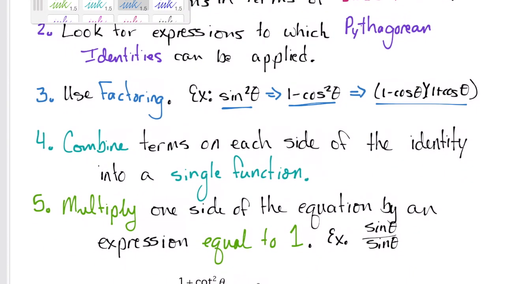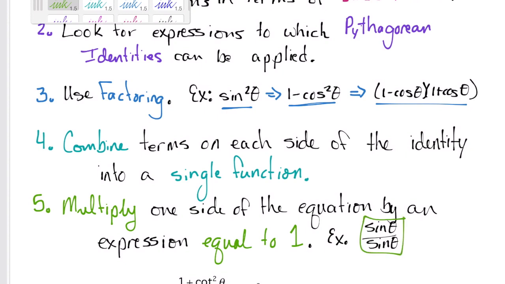You can combine the terms on each side of the identity into a single function. So it's kind of like before, whenever you're looking at one side at a time, you can try to simplify everything down into one function and get each function to be the same on each side. And then one of the last resorts is to multiply one side of the equation by an expression that's equal to 1, an example being sine theta over sine theta.